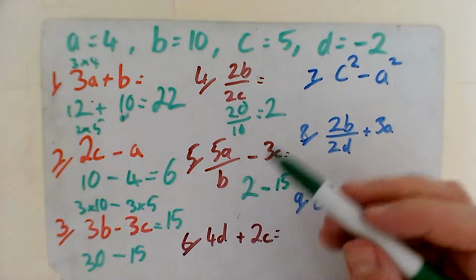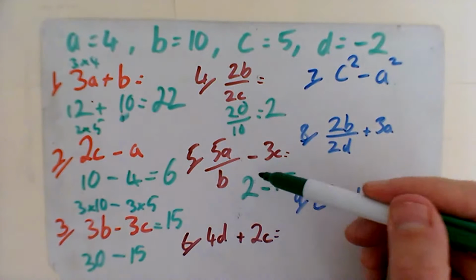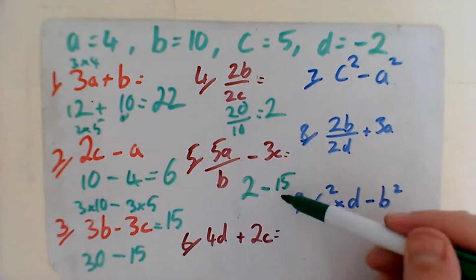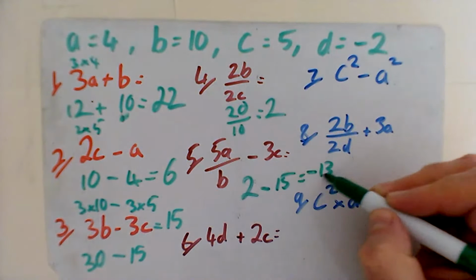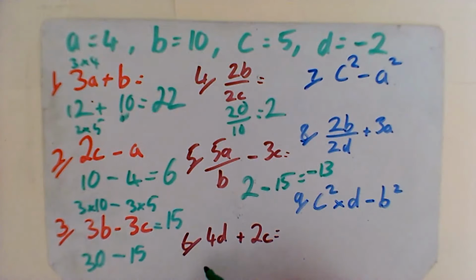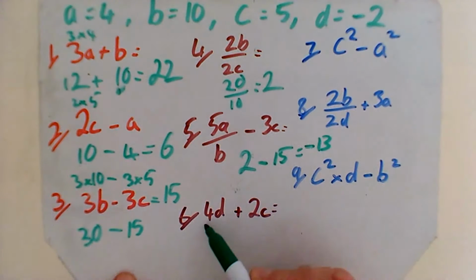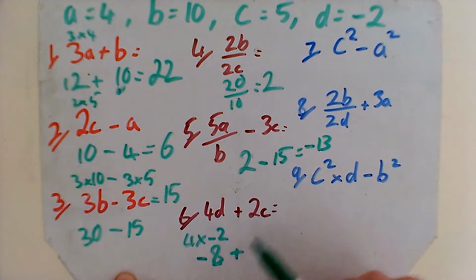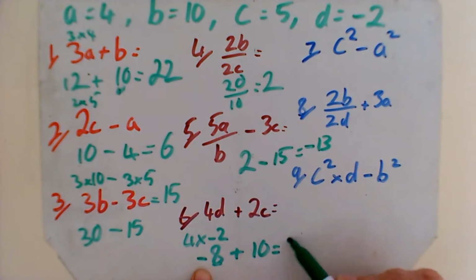Okay, and this is where, again, we think of the temperatures. It was 2 degrees, and it decreases by 15. So our answer to that is minus 13. And then let's have a look at this last one at the bottom. So this is where we start to work with the negative numbers, okay? So 4d, 4 times minus 2, a positive and a negative is a negative. So that'll give us minus 8 plus 2c. 2 times 5 is 10. So again, it's minus 8, then increases by 10. So it goes to a positive 2.